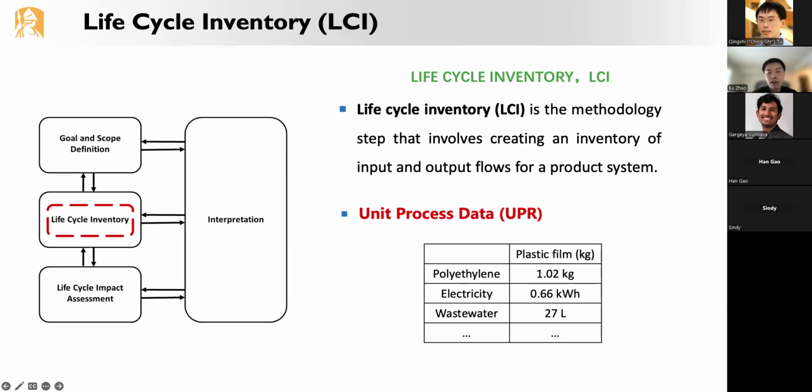So for example, here is a very simple example. For a unit process to produce 1 kilogram of plastic film, we need 1.02 kilograms of polyethylene and 0.68 kilowatt hours of electricity, generating about 27 liters of wastewater. So the LCI is the recipe for a specific production process, and a comprehensive LCI is the foundation for a successful LCA study.